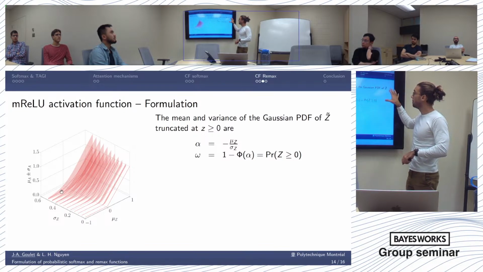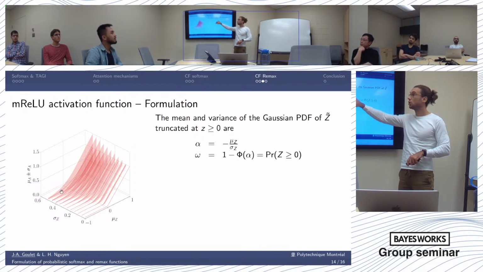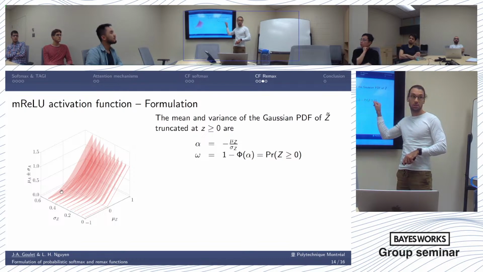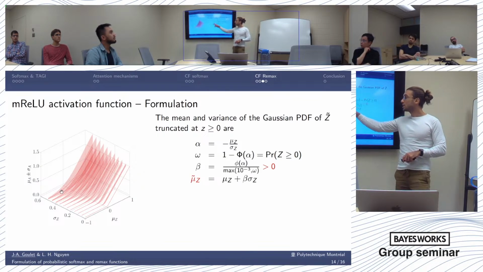So theoretically, how does it work? We're going to look at the mean and variance for the truncated Gaussian, for the positive part. We need to compute alpha, the ratio between mu z and sigma z. Omega is going to be the probability that z is greater than 0. So 1 minus the normal CDF of alpha, where alpha is minus mu z over sigma z.